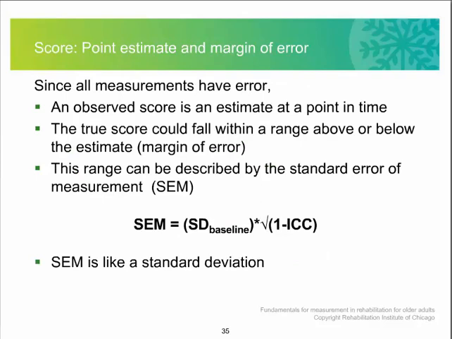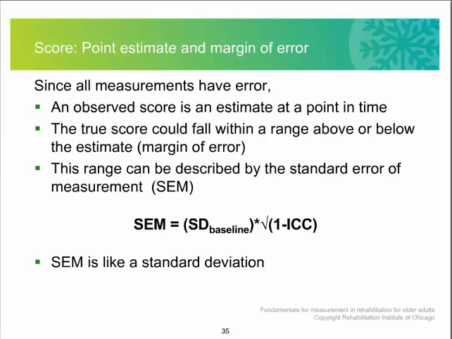We consider an observed score to be an estimate at a point in time that has a margin of error within which the true score for a measurement could fall. This range can be described by the standard error of measurement, or SEM, which can be adjusted to provide a greater level of confidence in the range of knowing where a true score might fall. This is the first of 2 equations that we will provide.